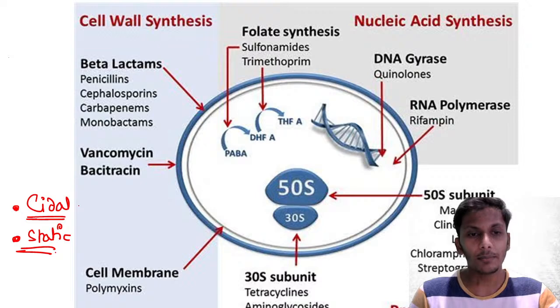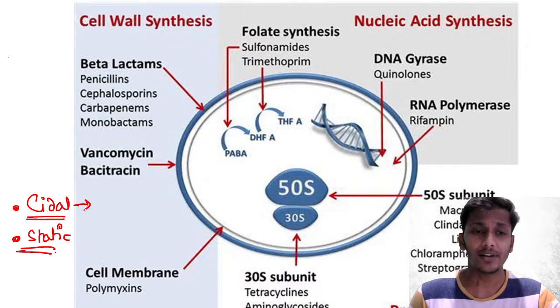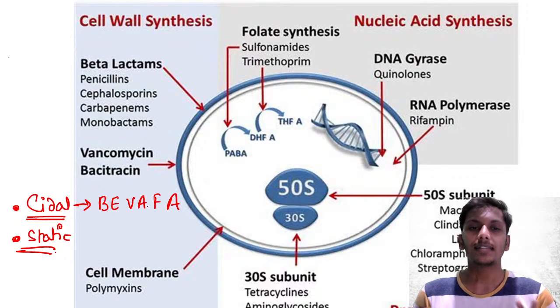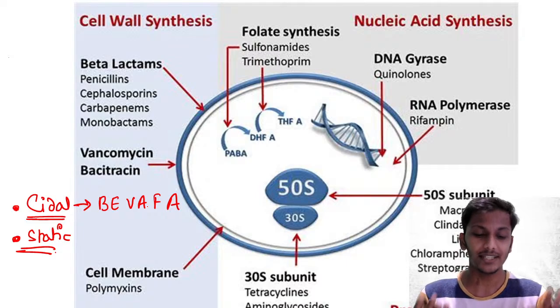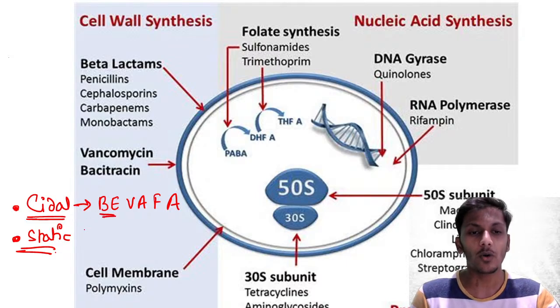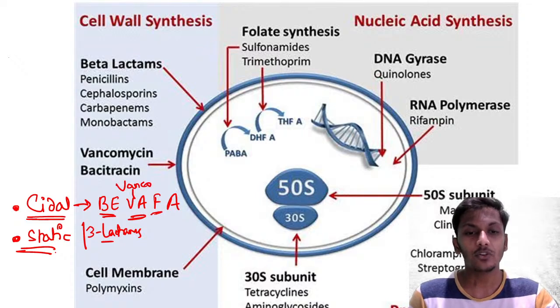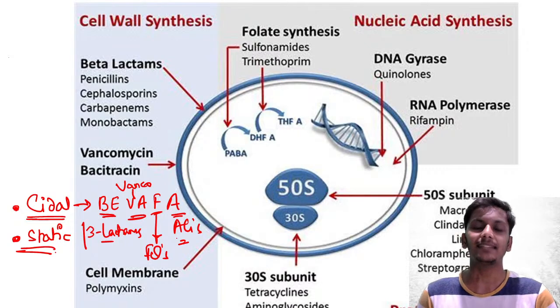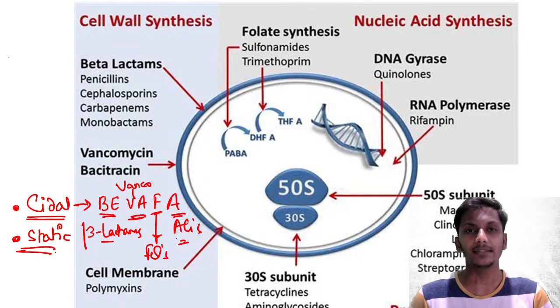Just a mnemonic to remember all the bactericidal drugs: the mnemonic is बेवफा. It helped me, I hope it would help you too. Please remember, सारी की सारी बेवफा drugs क्या होती है? Cidal होती है. They will kill the bacteria. So where does BE go for? BE goes for beta lactams. VA goes for vancomycin. F goes for fluoroquinolones, and A goes for aminoglycosides. So please remember which are all the cidal drugs. The bactericidal drugs are beta lactams, vancomycin, fluoroquinolones, and aminoglycosides. So these are all your bactericidal drugs. I hope you will remember this.